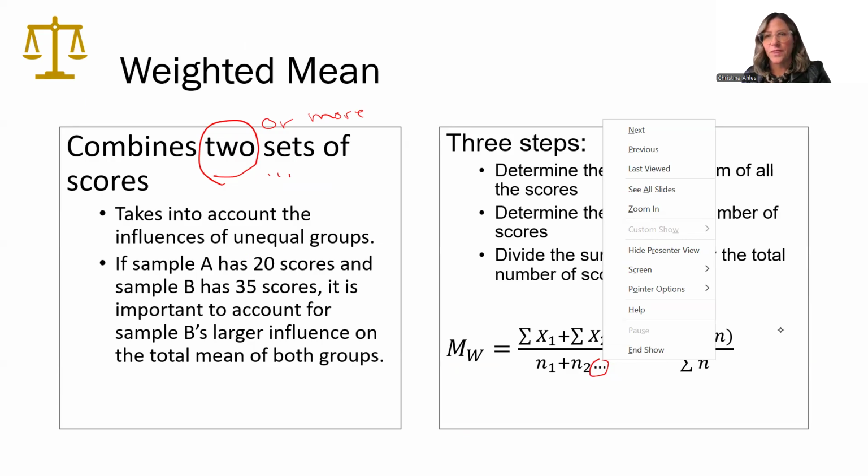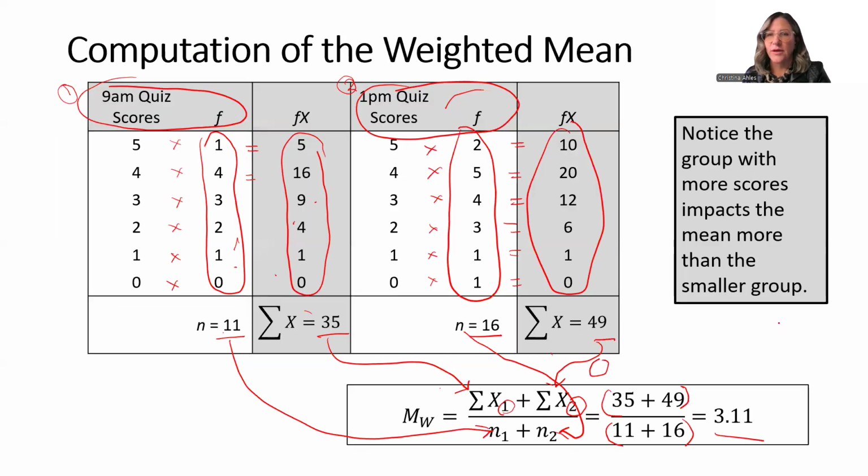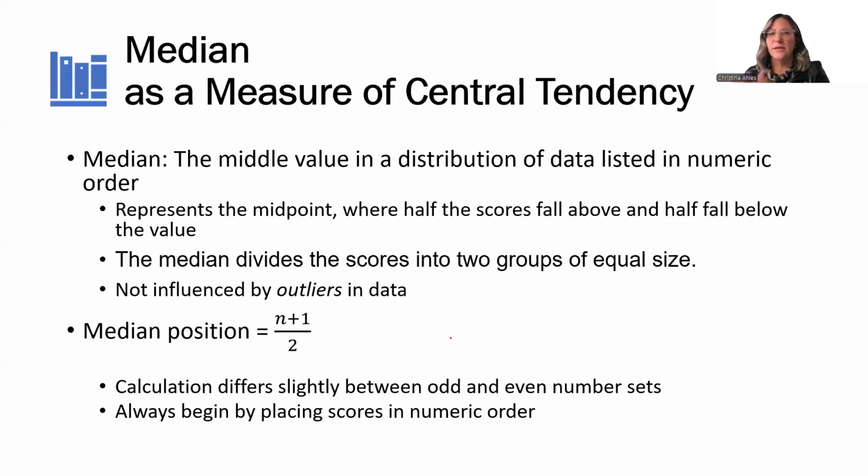Before I move on, there's a little subtext of a W. So capital M with subscript W shows us that it's a weighted mean. It's not an individual mean, it's a weighted mean. So that's our first measure of central tendency. Let's look at the second measure of central tendency, which is the median.